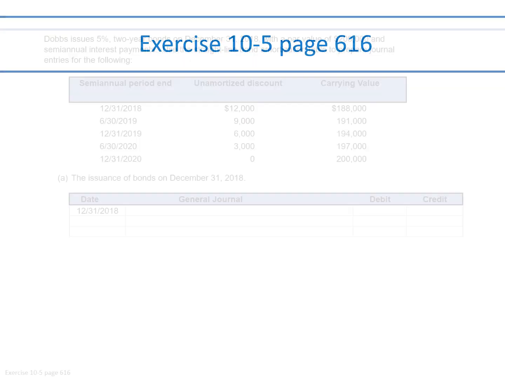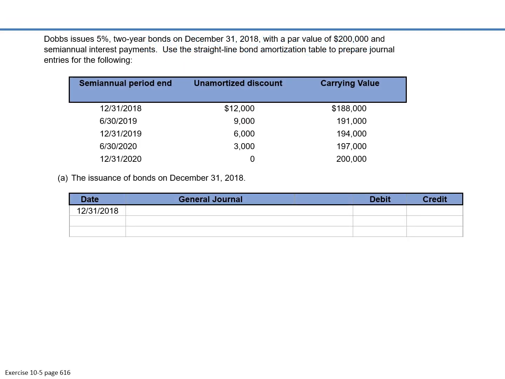Exercise 10.5. So Dobbs issues 5% 2-year bonds on December 31st, 18 with a par value of 200,000 and semi-annual interest payments. Use the straight line bond amortization schedule to prepare journal entries for the following. The issuance of the bonds.